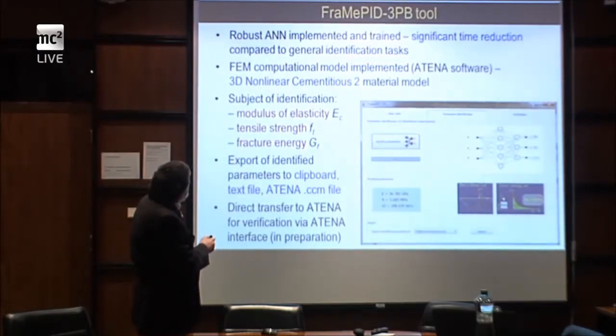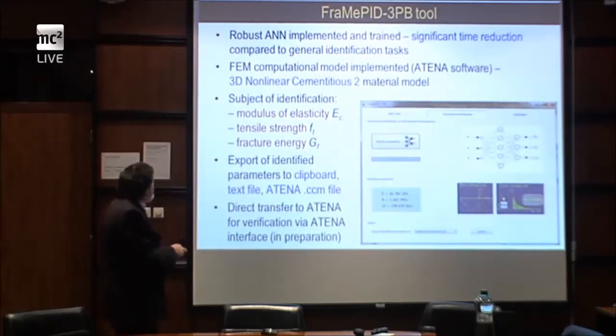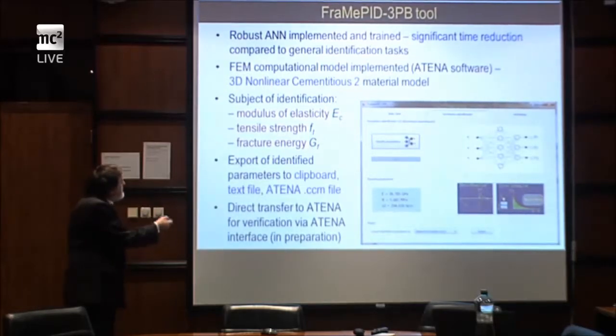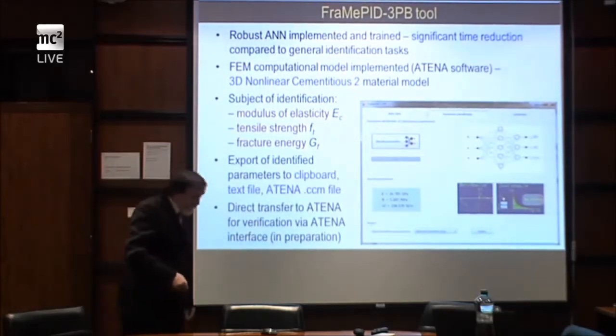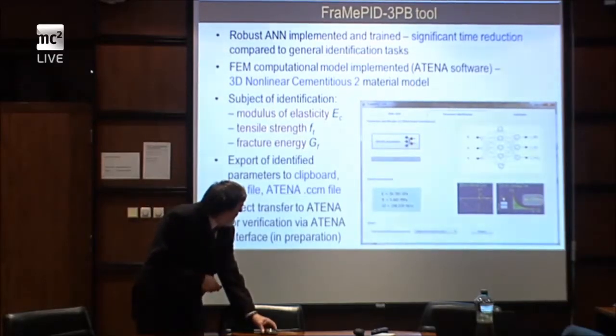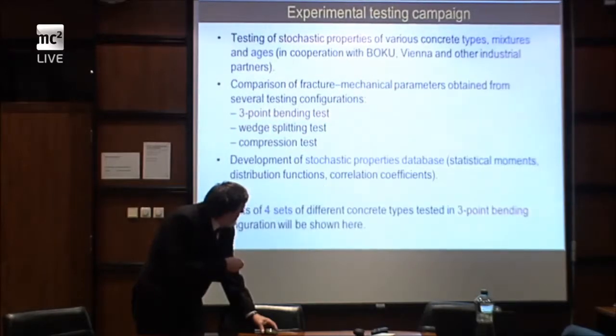This is actually a robust neural network that is implemented and trained. There is a significant time reduction compared to the general identification task. There's no need to handle it because it's just one strain. And the subject of identification are these red parameters, which are the key point. And there is a connection to Athena software, and this is the structure of the network and identification, right?